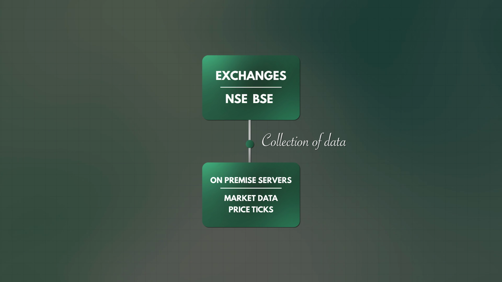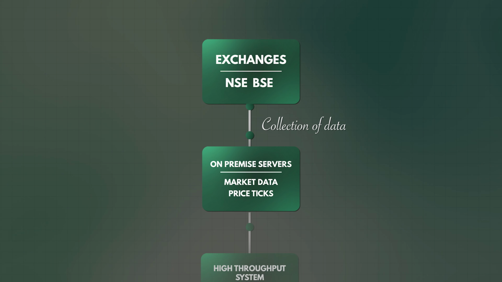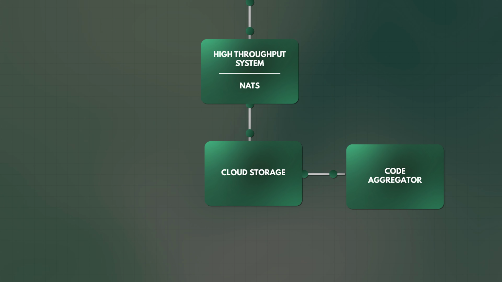Why an on-premise server? So that we can receive the raw ticks and the market data from various exchanges via lease line, and without processing them, they are streamed to the quote aggregator service, which is deployed on cloud, via a high throughput NATS system. This NATS system allows us to handle back pressure gracefully so that our quote servers don't get overwhelmed. These quote servers, which are built in Golang for high concurrency, are already containerized.